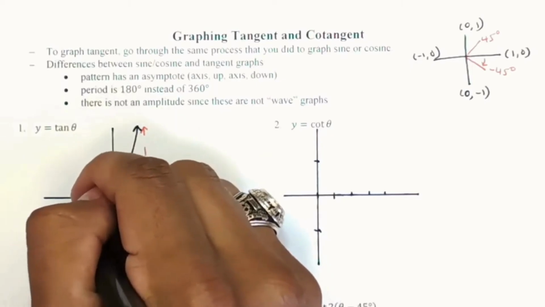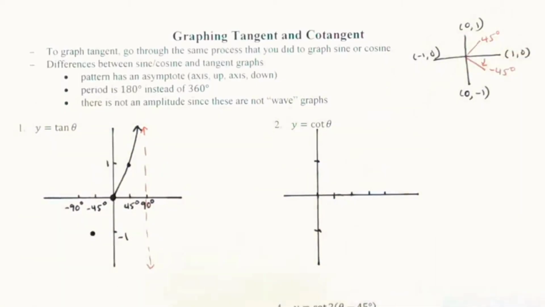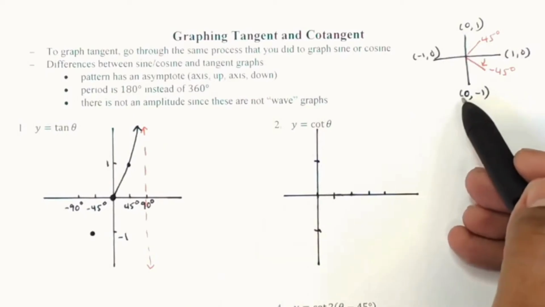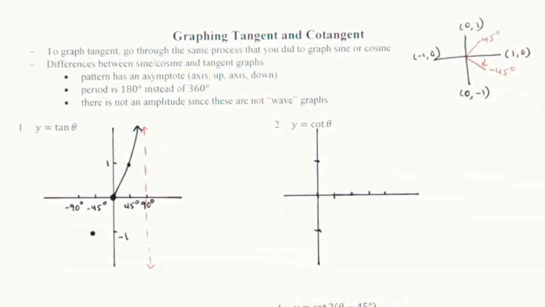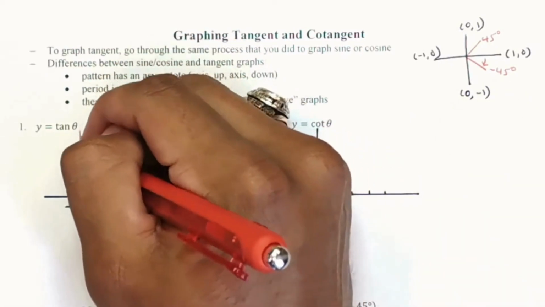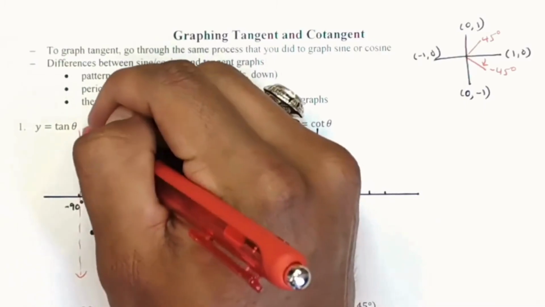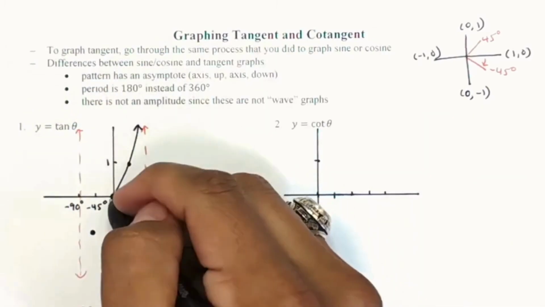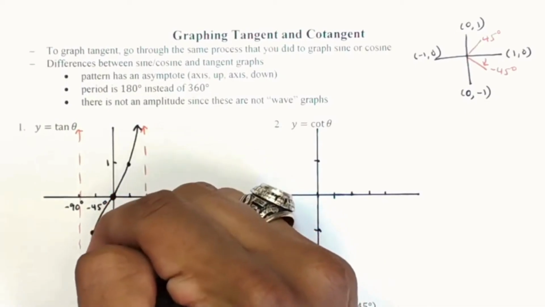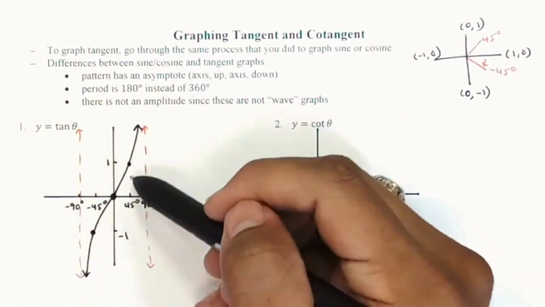And what happens if I go down here to negative 90? Well, y divided by x, negative 1 divided by 0, would be undefined. So I end up having a vertical asymptote here, and the rest of my graph goes in this fashion. So this looks familiar.